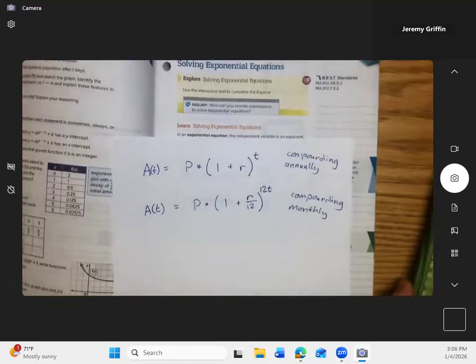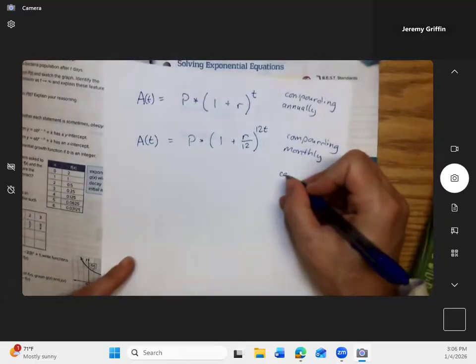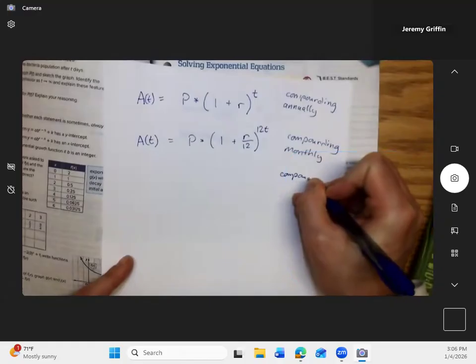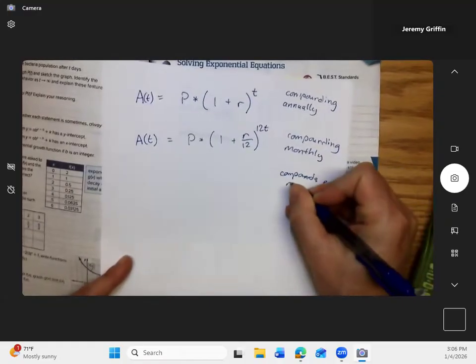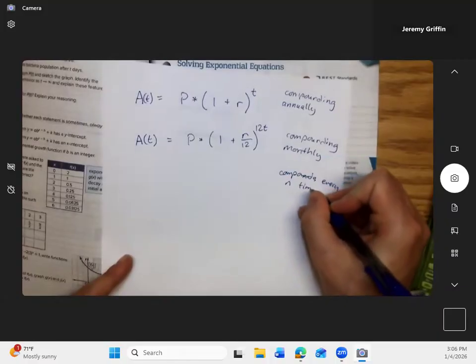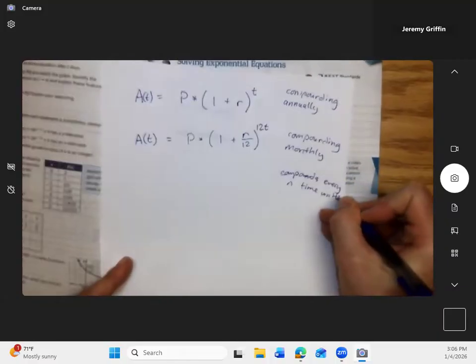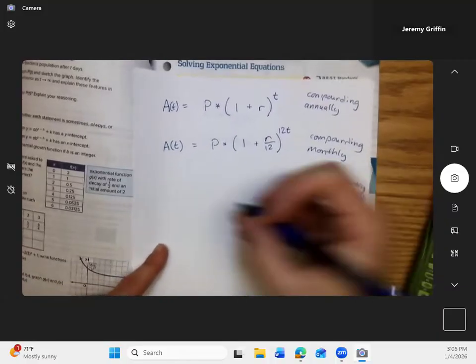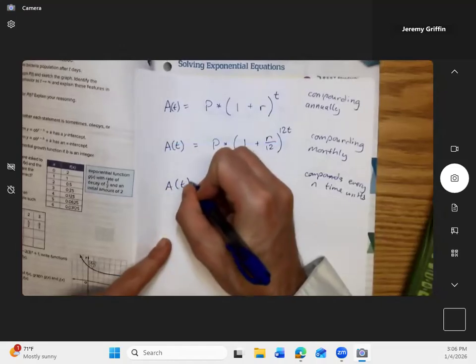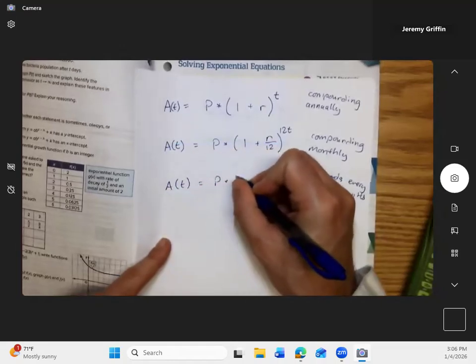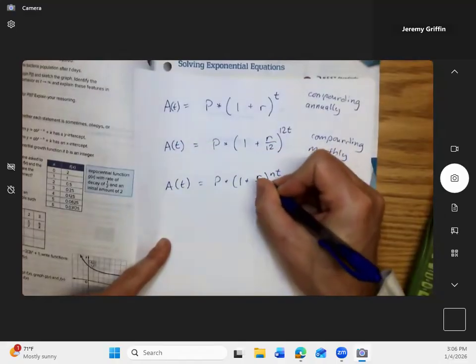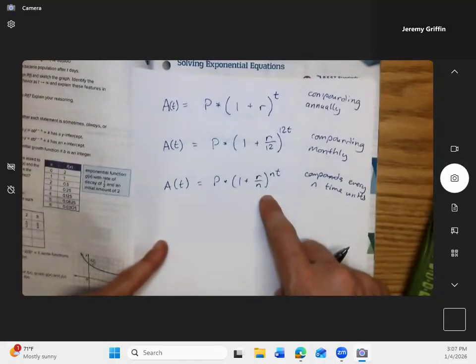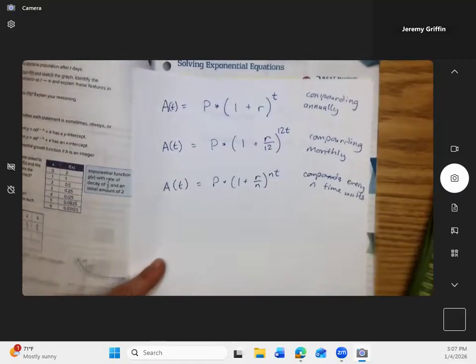Now that's monthly. What if it compounds every so many time units? Well, more generally, this 12 could be any amount. So A of t equals P times 1 plus r over n, to the nt. So you could do that. What if it compounds every day? Then n would be 365.